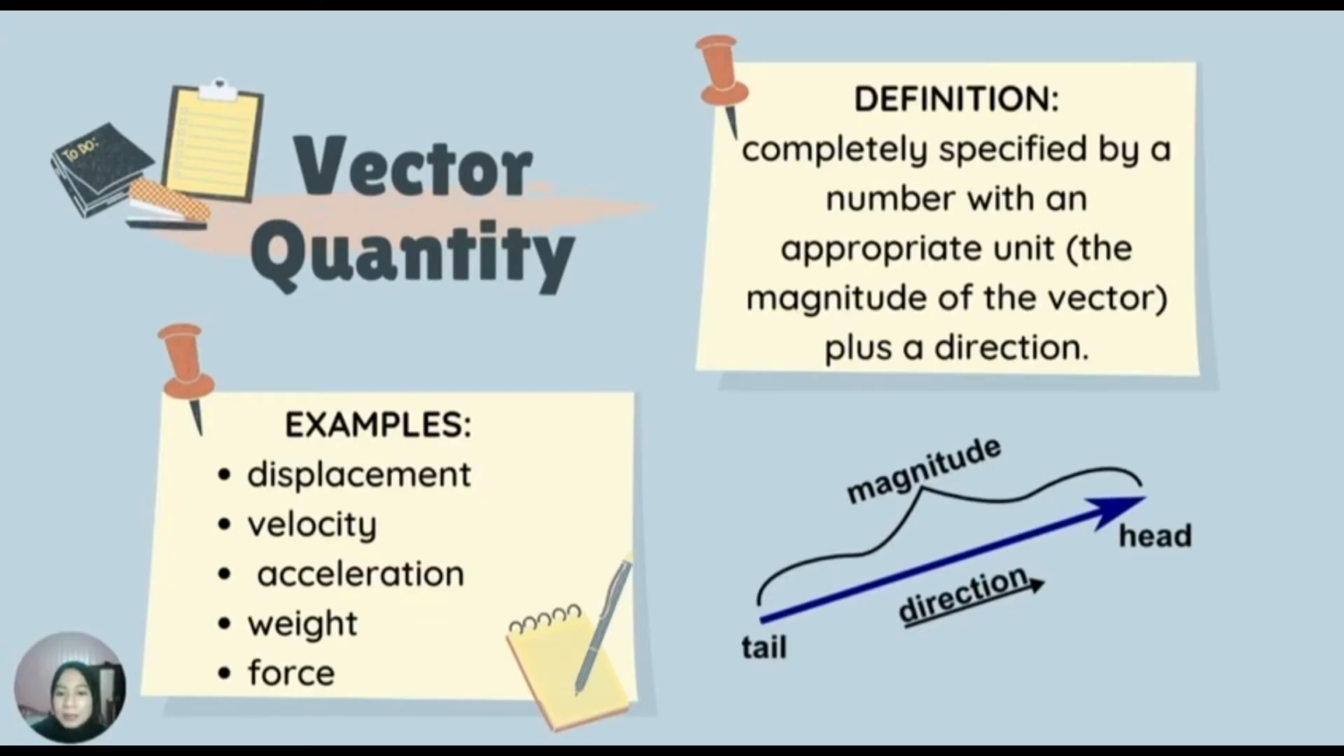On the other hand, vector quantities are completely specified by a number with an appropriate unit, which is the magnitude of the vector, plus a direction. This means a vector is a representation of both magnitude and direction. For example, displacement, velocity, acceleration, weight, and force.